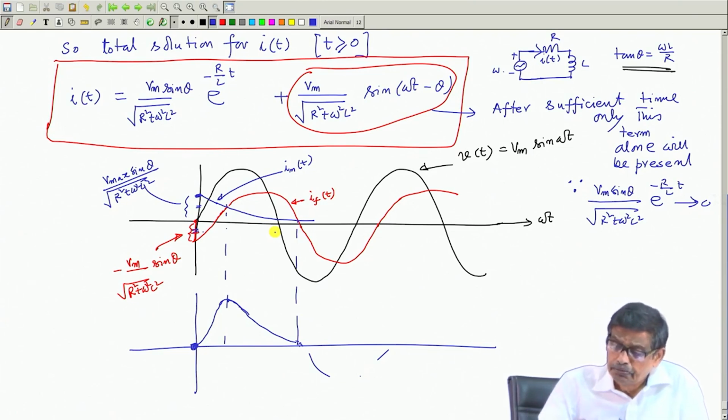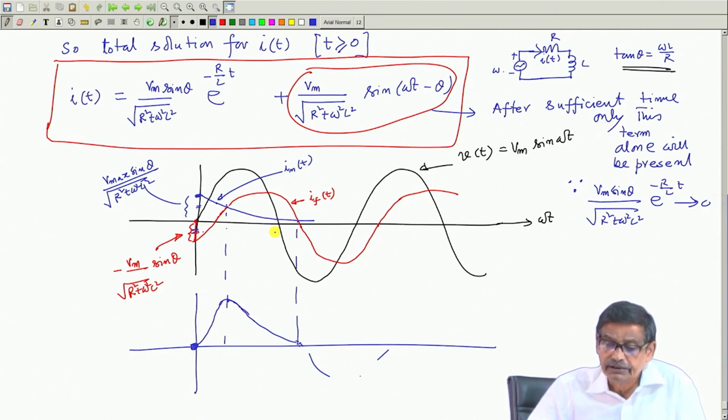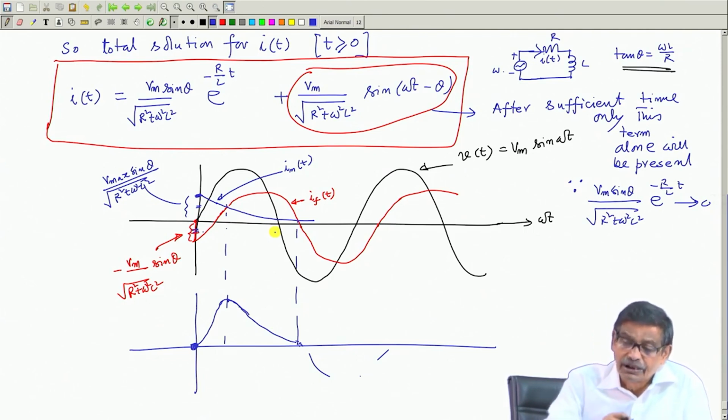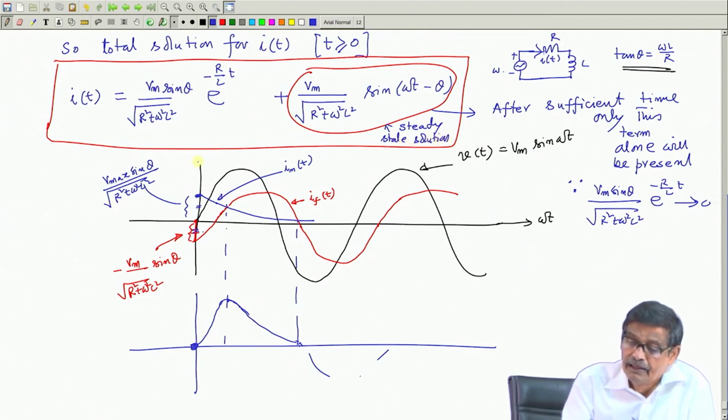So, this is the total solution, and we find in the total solution there will be a transient part which will decay, and this part is called steady state solution. This is also called solution due to forcing function, is also called steady state solution. And this is called the transient part. Got the point.